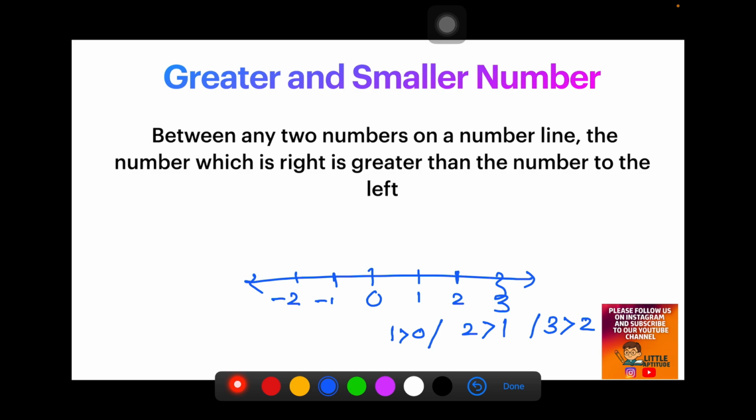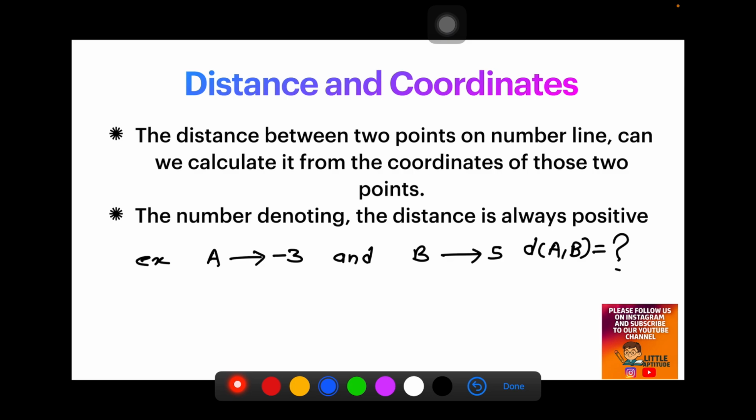If I see here, 2 is also greater than minus 2, because 2 is to the right of minus 2. So remember this concept: between any two numbers on the number line, the number which is on the right is greater than the number to the left. Simple concept.